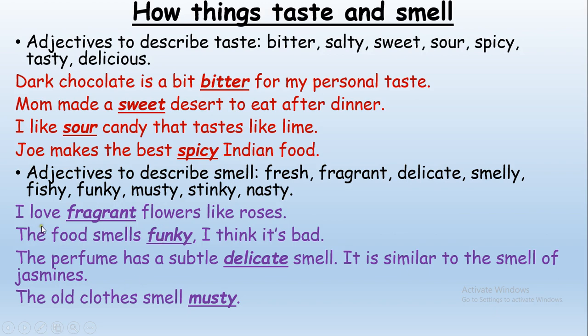Okay, now let's see. I love fragrant flowers like roses. So, what do I love? Flowers that give me a nice fragrance, like roses. And what do we call these flowers? Fragrant flowers, because they give off great fragrance. And the adjective of fragrance? Fragrant, that they give you a nice smell. The food smells funky. I think it is bad. So how would you know if this food is edible or not? If it smells good or funky. If it smells funky, for sure it's going to garbage, not into your tummy.